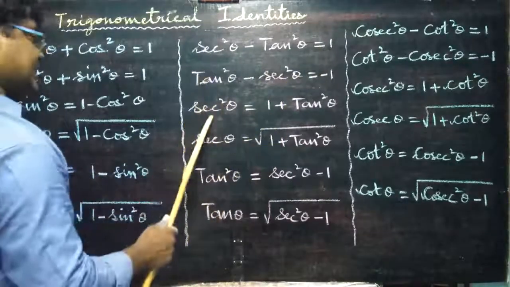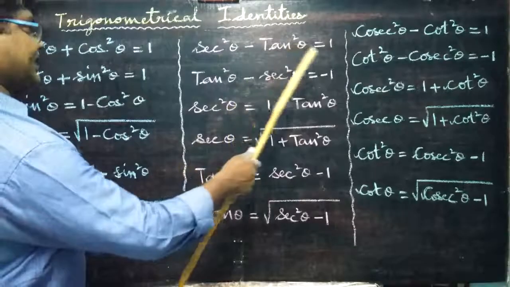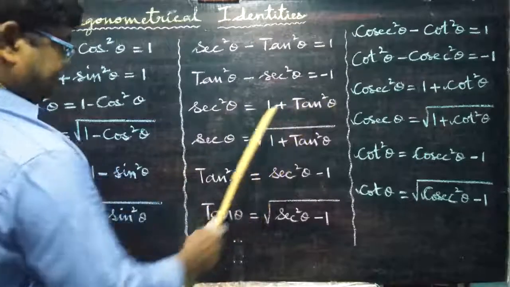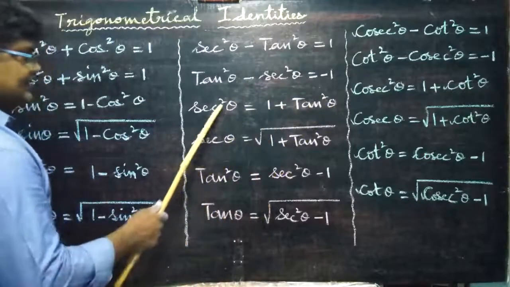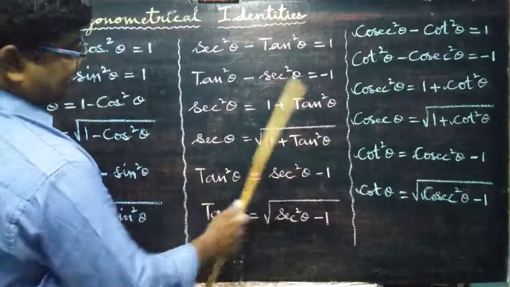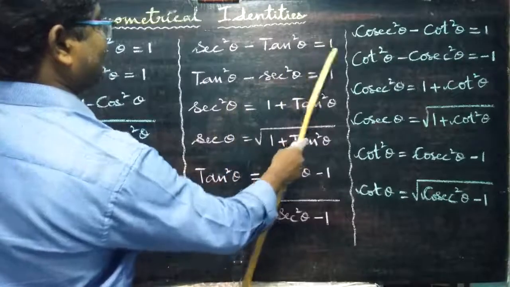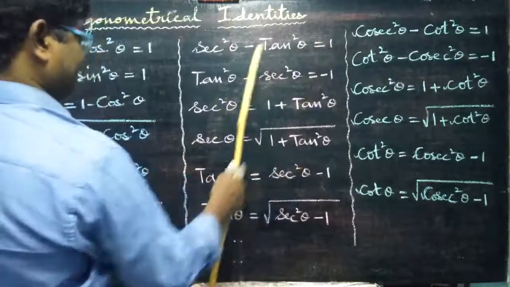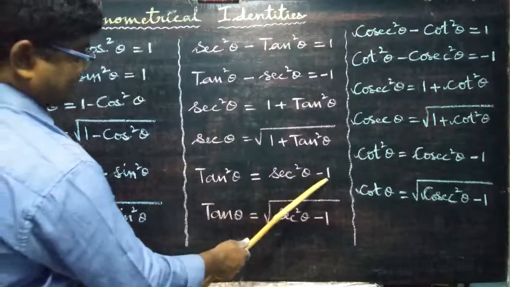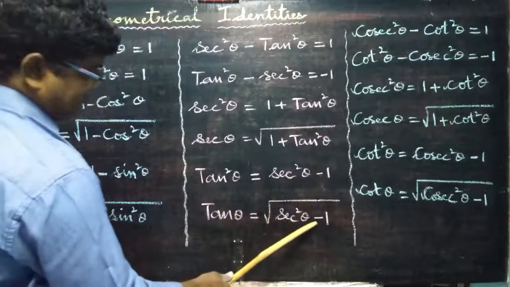Now, secant square theta I am keeping on the left hand side, and minus tan square theta taking from left to right. So 1 plus, minus becomes plus: 1 plus tan square theta. I want only secant theta. Square going from left to right is square root: square root of 1 plus tan square theta. This time I am taking minus tan square theta from left to right and plus 1 from right to left. So tan square theta is equal to secant square theta minus 1. Tan theta is equal to square root of secant square theta minus 1.